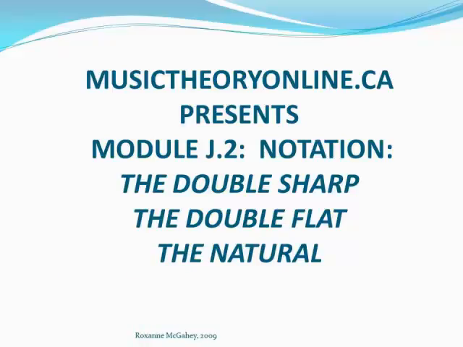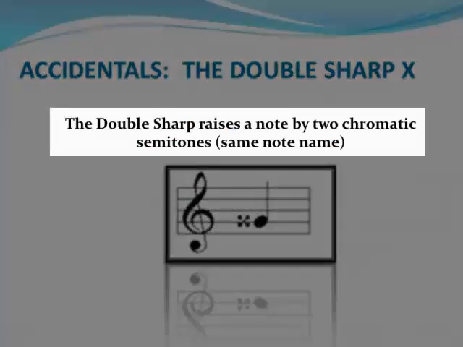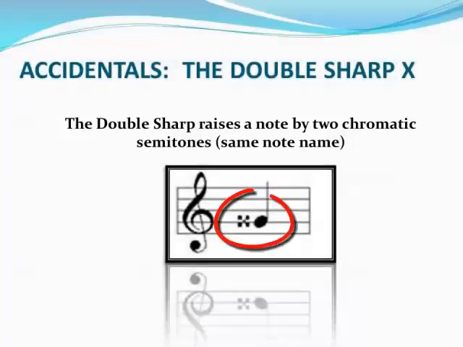The first accidental we're going to look at today is called the double sharp. As you know, a sharp raises a note by one chromatic semitone or half step. The double sharp raises a note by two chromatic semitones or half steps. We write the double sharp as an X. Remember that the double sharp is also chromatic, which means that it must have the same letter name as the note that precedes it. As you can see, we have G double sharp. While we call this G double sharp, we would actually play this note on A. In this example, A and G double sharp are enharmonic.